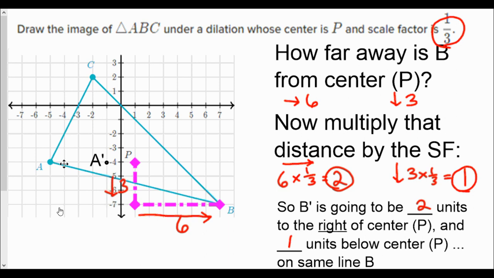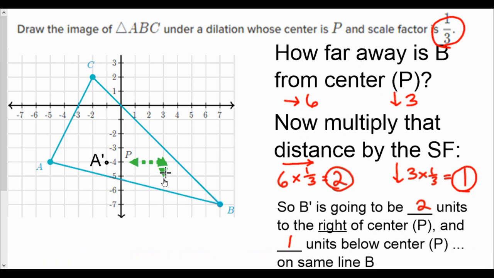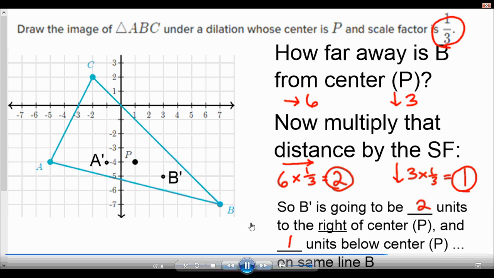And how do I know it was down below? Because, hey, B was below P, and I also know it's going to be to the right because B was to the right of P. It's just a matter of figuring out how much. So here we go. We're going 2 units to the right and 1 down. And right there is where we're going to put the point for C prime. Excuse me, B prime. I haven't got to C yet. There's B prime. And let me clean that up. There we go. So we've got A prime and we've got B prime.